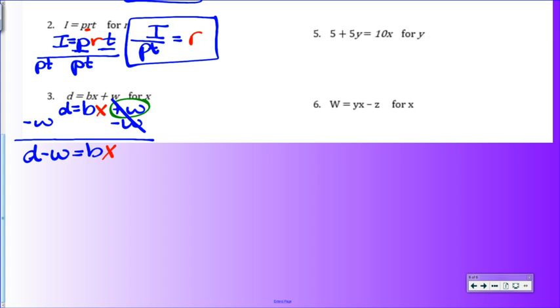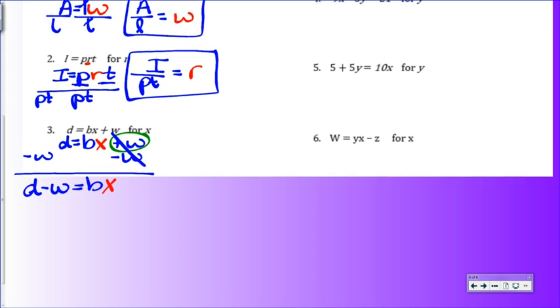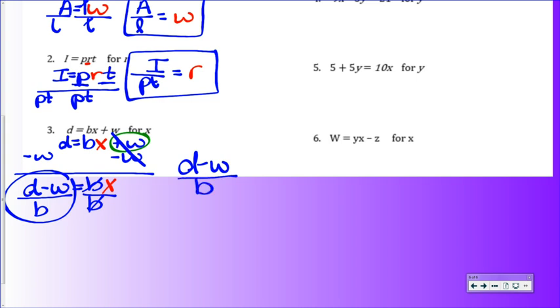Now, just like we did before on number 1, to get X by itself, we're going to divide by B on both sides. So what's important here is you're dividing this entire side by B. So when you're writing that fraction out, you need to make sure that fraction bar goes all the way across, and you're dividing the whole thing by B. And that equals X.